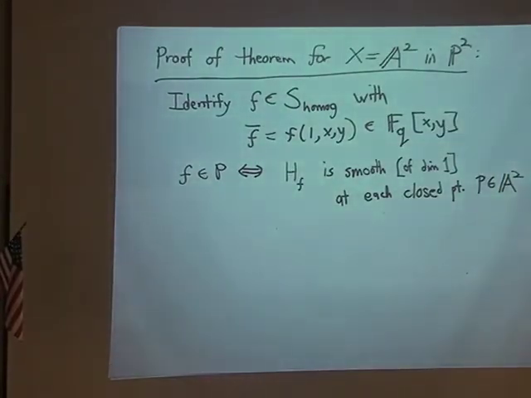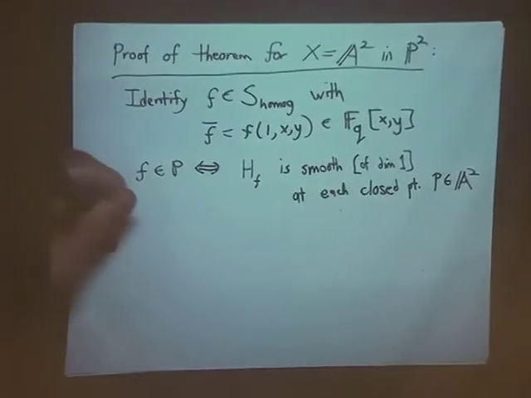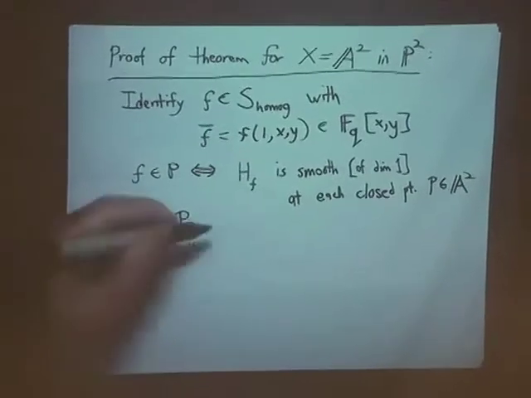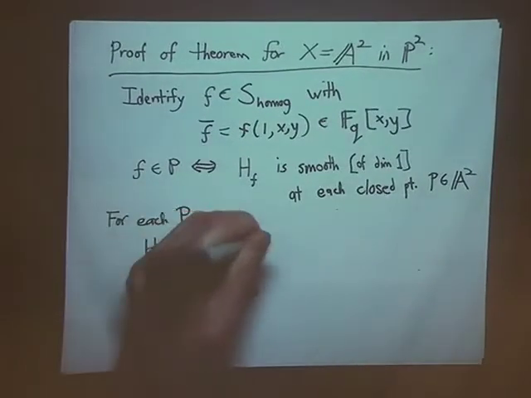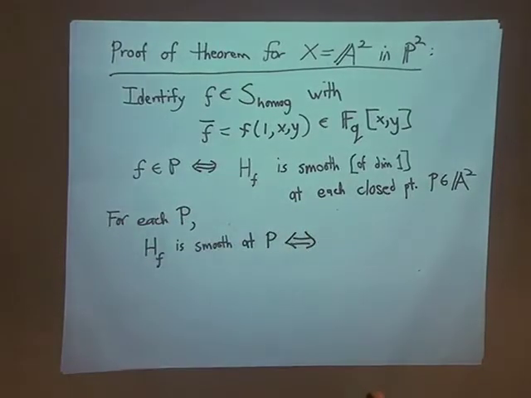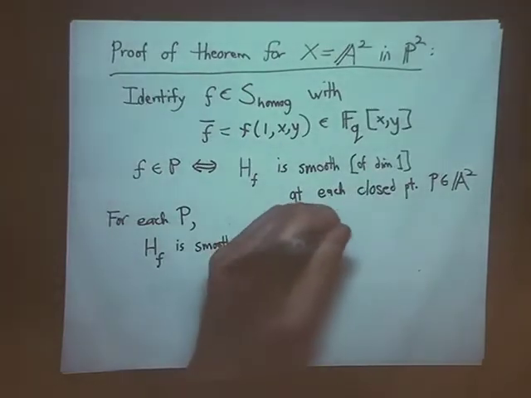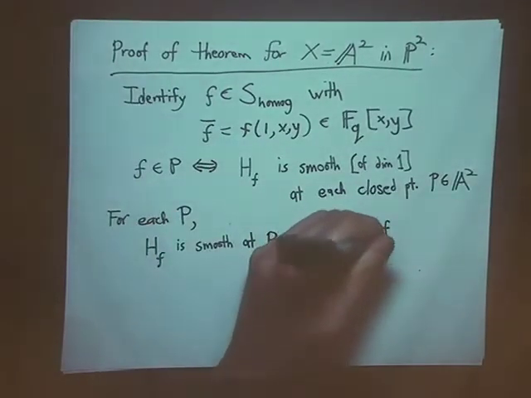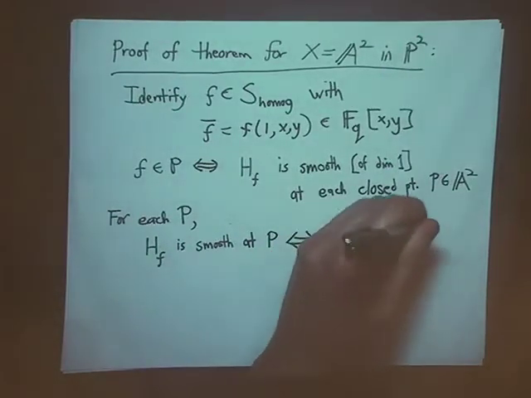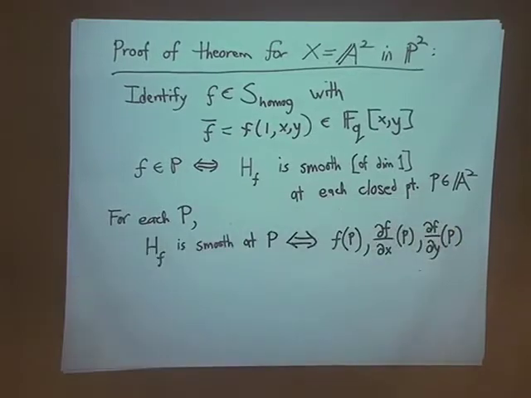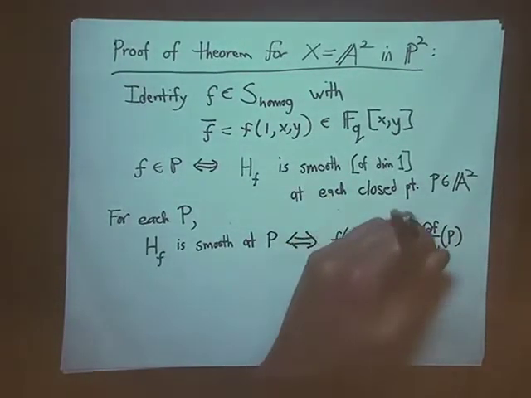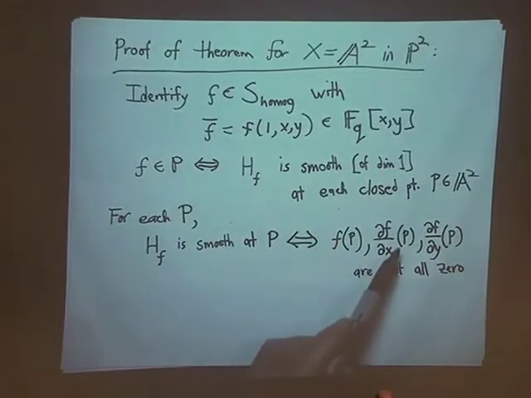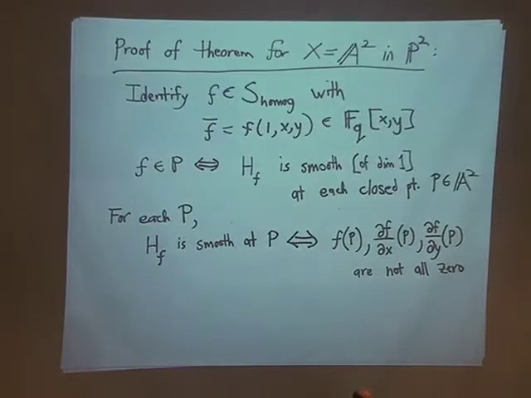Now how do you test whether something is smooth at a given point? For each point P, if you want to know that this curve is smooth at P, by definition you have to check certain partial derivatives, the Jacobian criterion. In order for it to be smooth, one of these three numbers should not be zero. Not smooth would mean, first of all, the hypersurface has to pass through P, and then the two partial derivatives have to be zero there. So that's the condition for it to be not smooth.